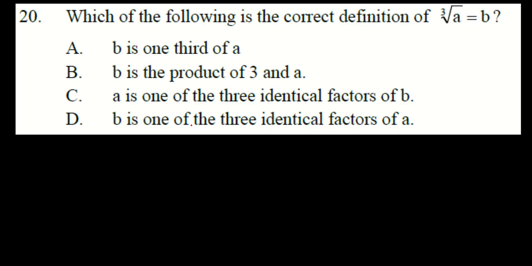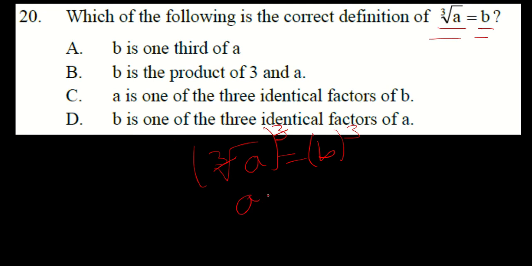Let us go to question number 20, the last one for today. It says cube root of A is equal to B. Cube root of A is equal to B means if you cube both sides, what will happen? The cube root will be cancelled by the reverse process of cubing. So A is left. A is equal to B cube. B cube means B times B times B. So A means the product of three B's.